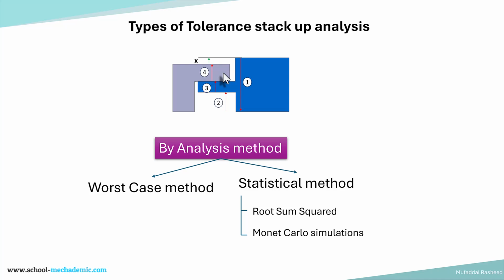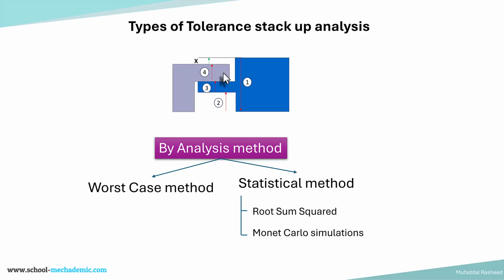In that, there are two types: the root sum squared method, and then the Monte Carlo simulations method, which is a more advanced method, generally used in tolerance stackup analysis software to simulate the variations in various specifications of parts in mechanical design. So here we will understand the two, worst case versus root sum squared, and see the differences.